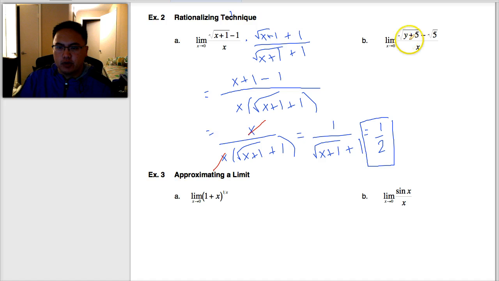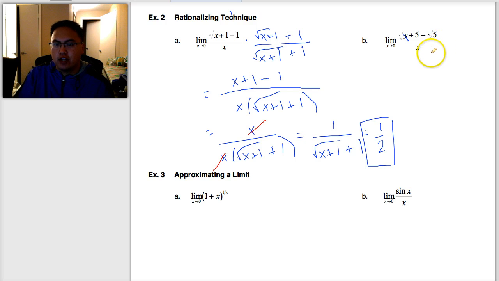Okay. This problem, I think it's rewritten, or there's a typo here. This should be an x right here. Okay. Same problem. If I just plug in the 0, I get square root of 5 minus square root of 5, which is 0. If I plug in x here, I'm going to get 0 over 0. That means I got to do something.